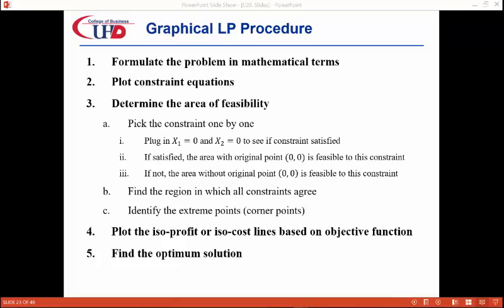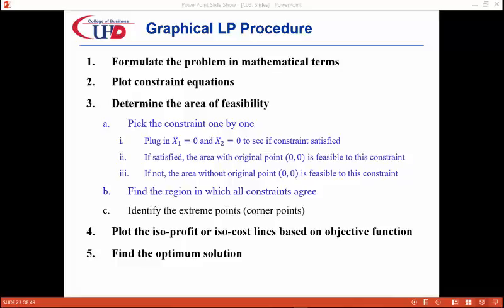Step 3, determine the area of feasibility. The challenge here is to see which side of the constraint line is feasible. We can figure it out by testing the origin point. Plug in the origin point, x1 equal to 0 and x2 equal to 0, to each constraint, including both resource-driven and boundary ones. We can see whether the origin point is feasible or not for each constraint. Then we know which side of the constraint line we should pick.